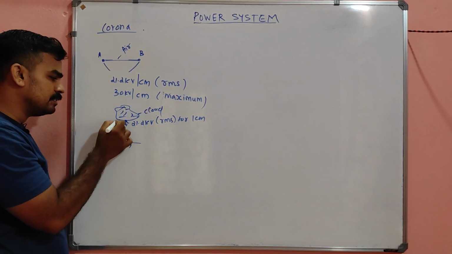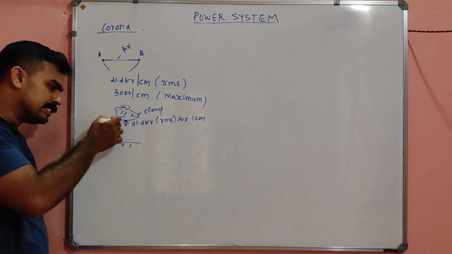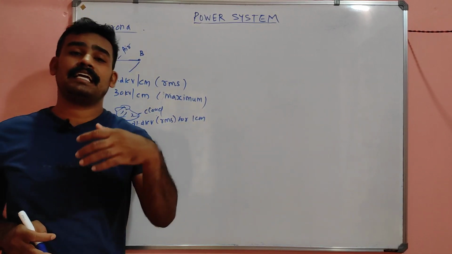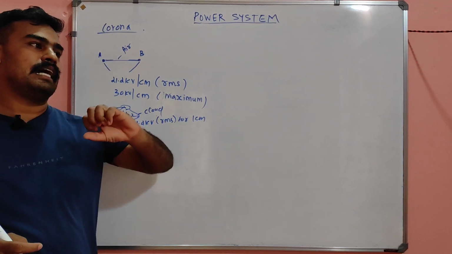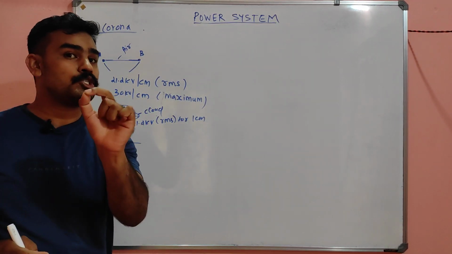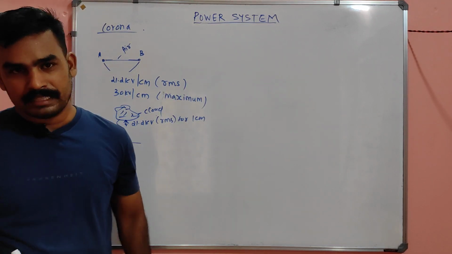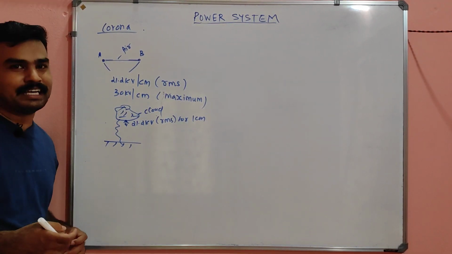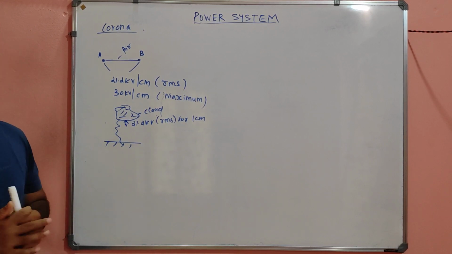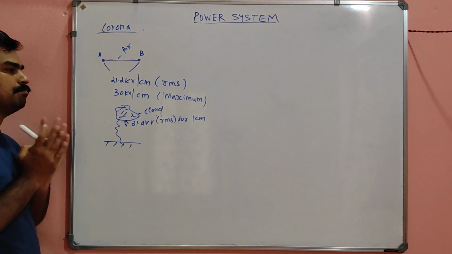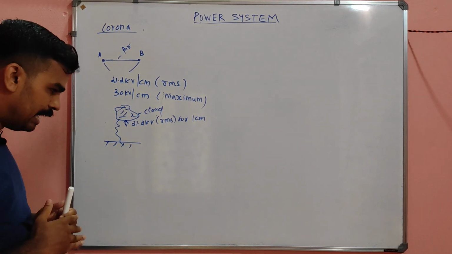So that is why we are seeing lightning like this. This is actually the conduction of air. So air also can conduct if a maximum stress of 21.2 kilovolt per centimeter exists in the air. That is called the breakdown strength of the air. Okay, before I go to the corona, this is a very important thing you have to know.